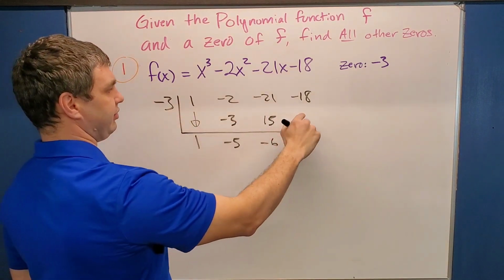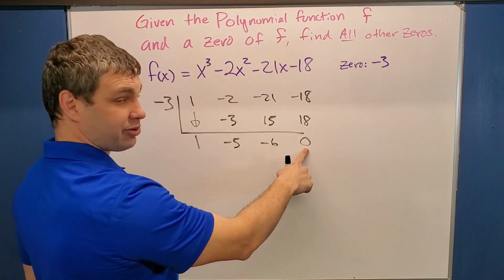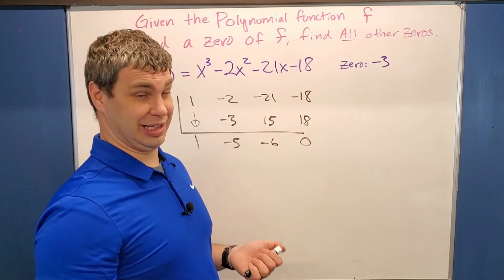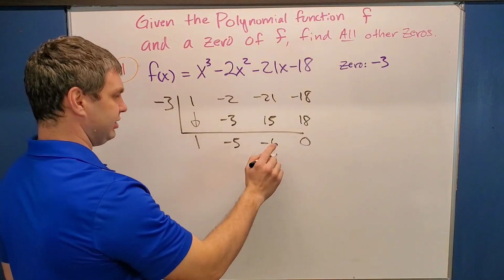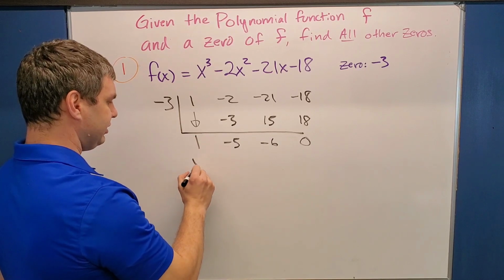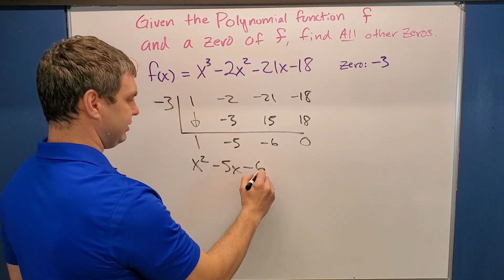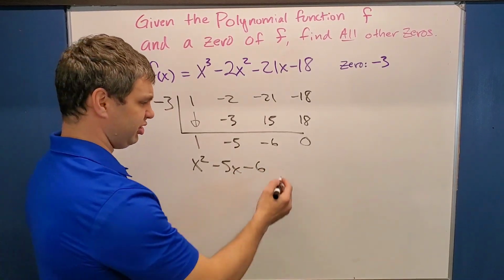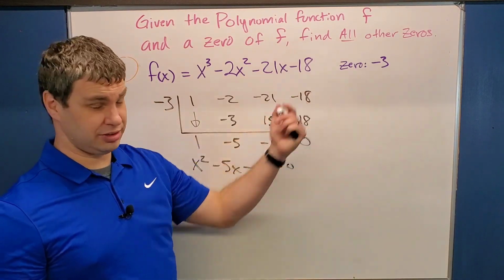-6 times -3 is a +18. And if this does not turn out to be 0 for this first one, you did it wrong, because they gave us that zero. So it absolutely has to be a 0, meaning there's going to be no remainder left. So again, this is going to be my number term, my x, and my x squared. What I'm left with here is x squared minus 5x and then minus 6. Since we're trying to find the zeros, you could also say equals 0, just like that was one of the zeros.